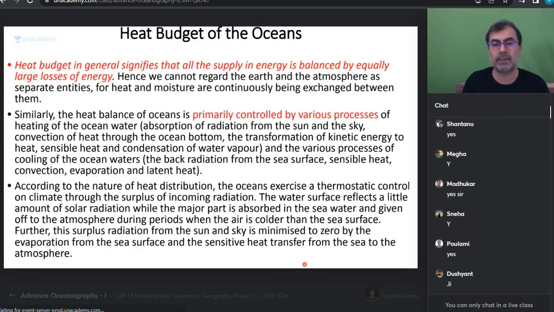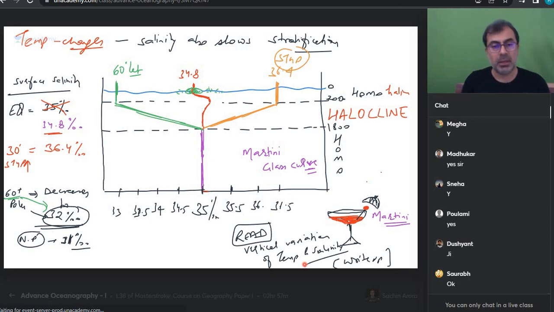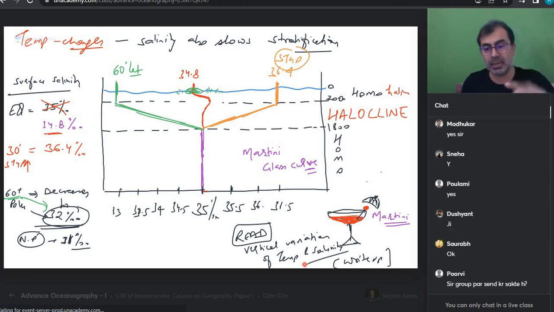That material will be uploaded tomorrow. Until then, can you have a look at that? Because tomorrow we will begin thermohaline circulation. Is everyone okay? Today we have talked about temperature, we have talked about salinity, everything is there.